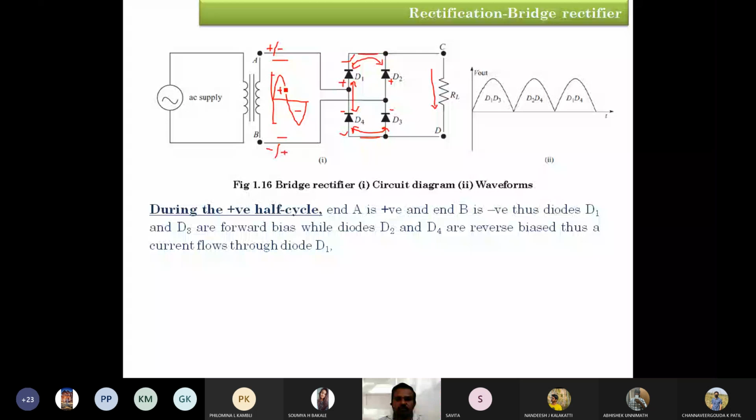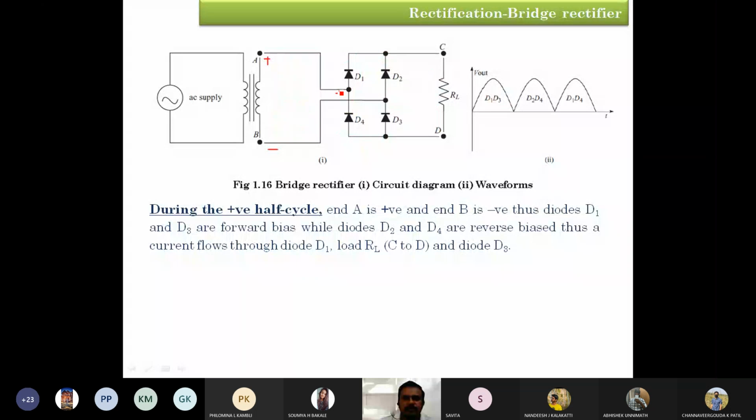So what is going to happen? For the positive cycle, obviously the load resistor is going to conduct the current. Hence, we are going to observe the positive output voltage. It is due to diodes D1 and D3 being in forward bias condition. So yes or no? You just observe. Let me remove these pointers. So what is going to happen? This one is the positive terminal and this one is the negative terminal, the plus polarity and minus polarity of the power supply.